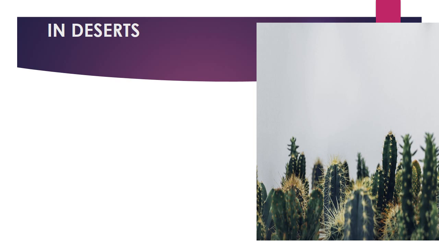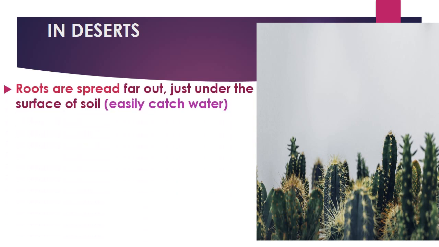The plants in the desert also have various adaptations that help them to survive in the desert. As we know, in the desert there is very little water, very little rainfall. So to live there, the plants have roots which are spread far out. A large network of roots just below the surface of the soil, so that it can catch even the smallest amount of water.